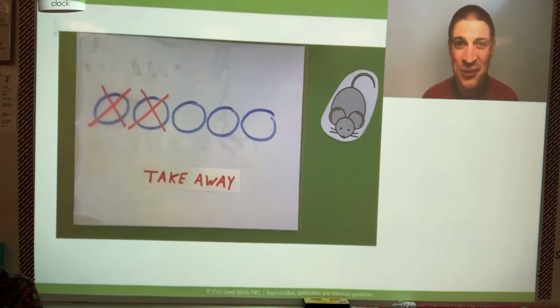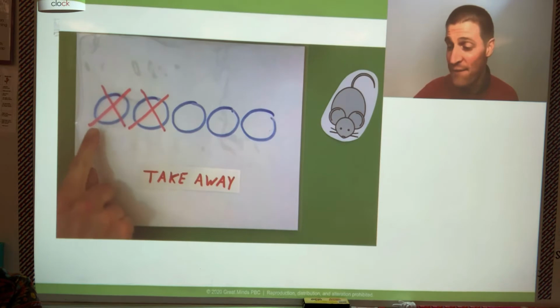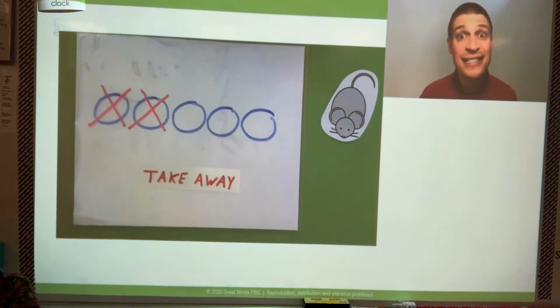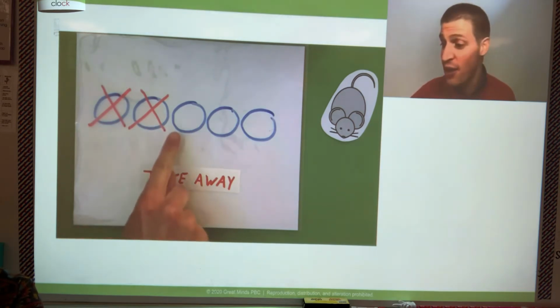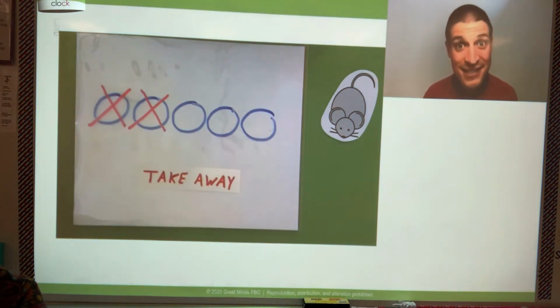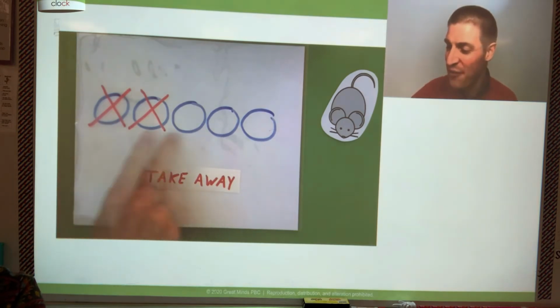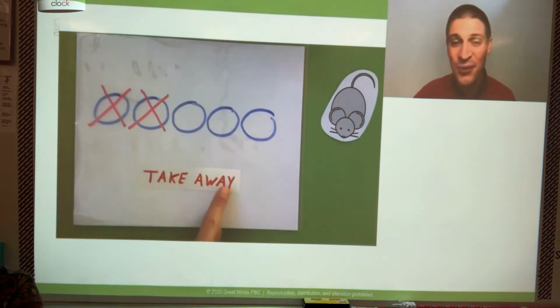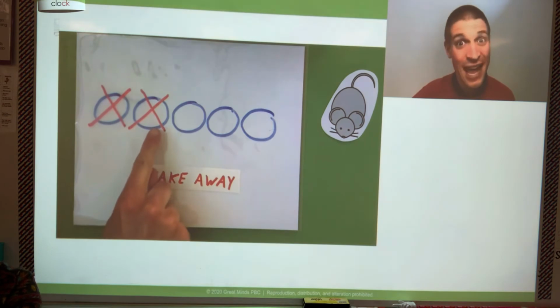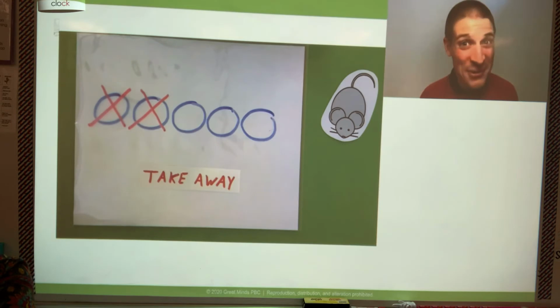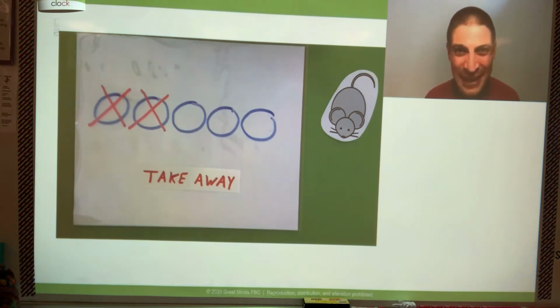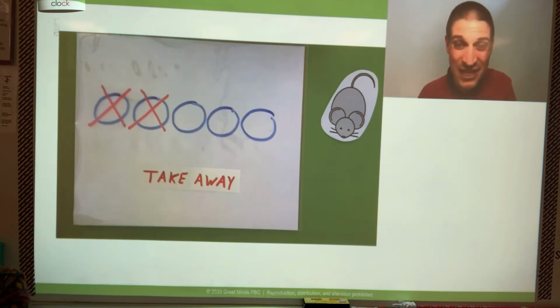Listen carefully to my number sentence. 5 pieces of cheese. Take away 2 pieces of cheese is 3 pieces of cheese. Say that with me. 5 pieces of cheese. Take away 2 pieces of cheese is 3 pieces of cheese. Mousy comes and eats another piece of cheese. What should you do? Tell me. Yes, let's cross off another piece of cheese.